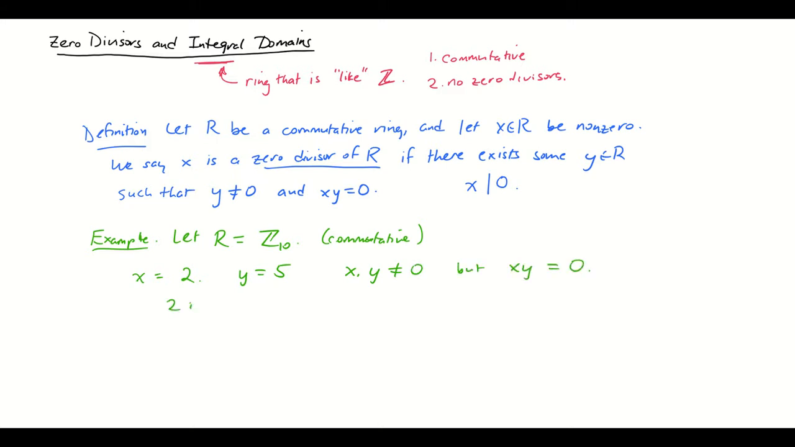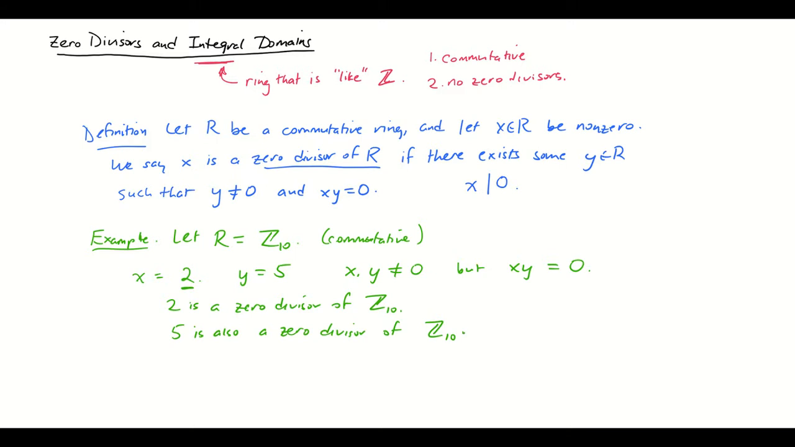So this means that 2 is a zero divisor of Z mod 10. But this means something else too, which is that 5 is also a zero divisor. Why is 5 a zero divisor of Z mod 10? Well, there is a non-zero element, namely 2, that can be multiplied by 5 to give 0, because if 2 times 5 equals 0, then 5 times 2 is also 0. R is commutative. So 2 and 5 are both zero divisors.